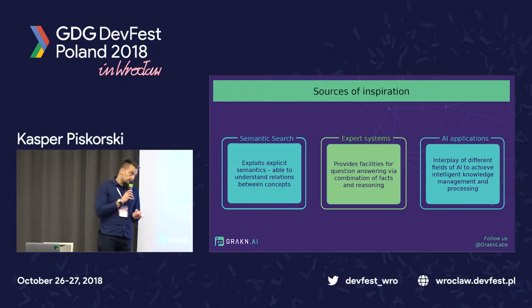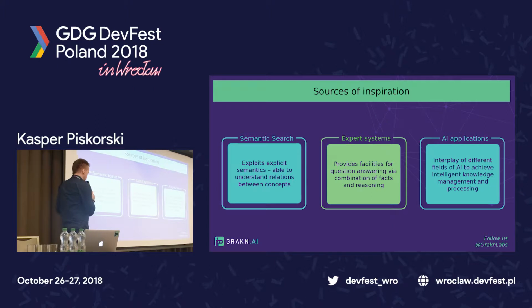How it is done is by exploiting the meaning of data and the relationships that exist between the data in question. What that requires is something called explicit semantics, which gives the context for our data so that we can understand it better. And so that was the first inspiration.